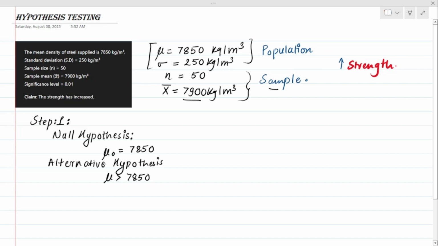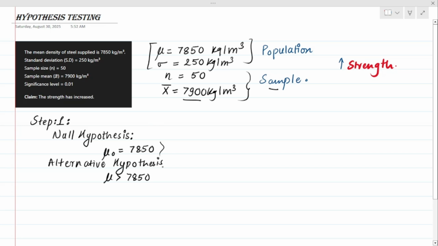It means that you have a lot of steels in your warehouse. You take 50 of the steels from the warehouse, and then you check the average of their densities, and you find the density 7900. Then the boss tells you to find out, using probability, whether the company's new production has been successfully able to increase the strength of the steel. And then you set two hypotheses. First of all is the null hypothesis, and in the null hypothesis you say that the mean has not increased, so that means the previous mean is 7850.